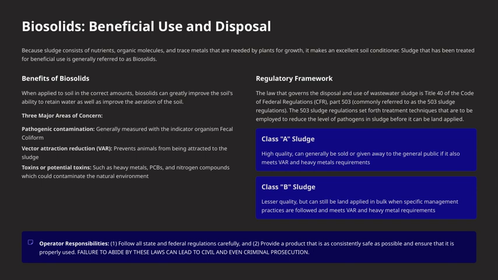There are 2 classes of biosolids. Class A sludge is of high quality. It's safe enough that it can usually be sold or given away, provided it also meets VAR and heavy metals standards. Class B sludge is of lesser quality, but can still be land applied if proper management practices are followed, and it meets the same safety requirements.